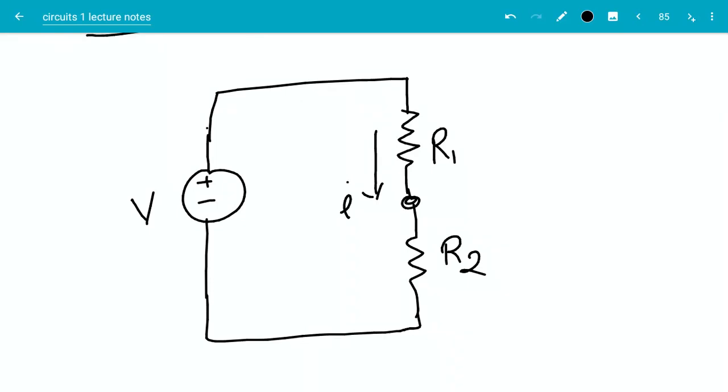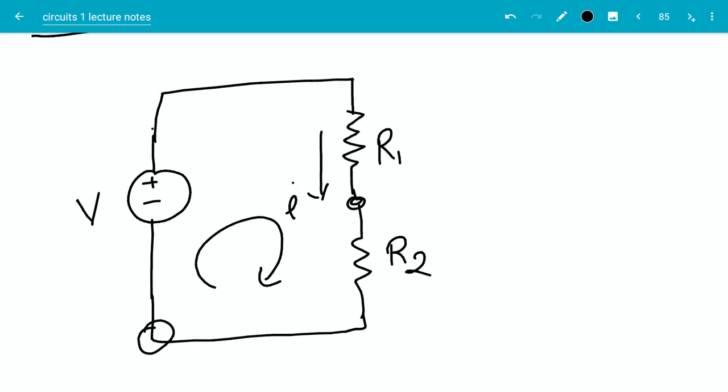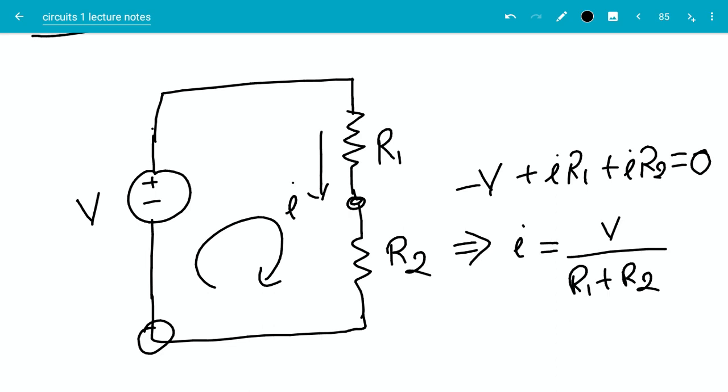I can apply KVL in the loop, starting at this point, coming back at this point, going clockwise. The statement of the KVL says the sum of all voltage drops is 0. So when I go up, the voltage drop is negative V. And on the right hand side, I have a voltage drop of I times R1 plus I times R2. That should be equal to 0. This implies my current I is equal to V over R1 plus R2.